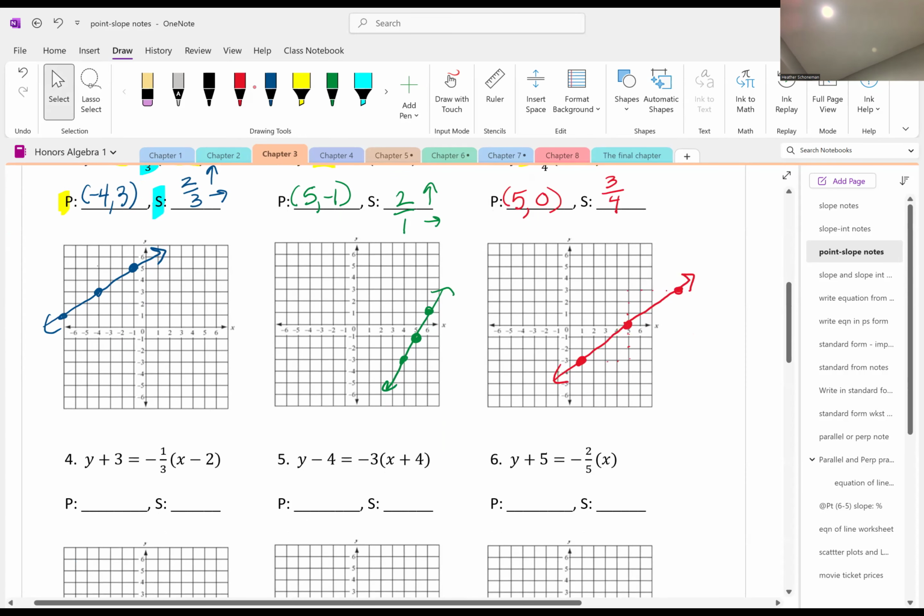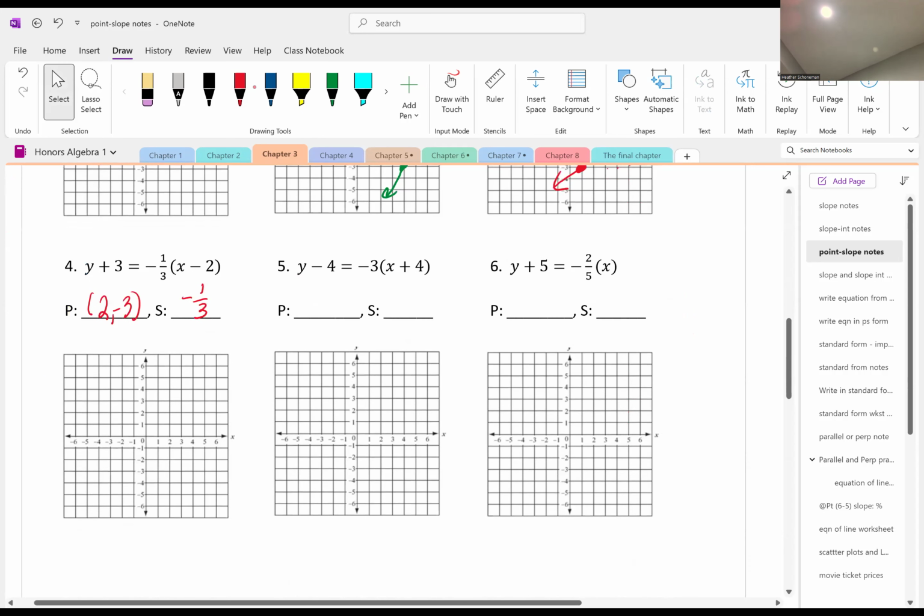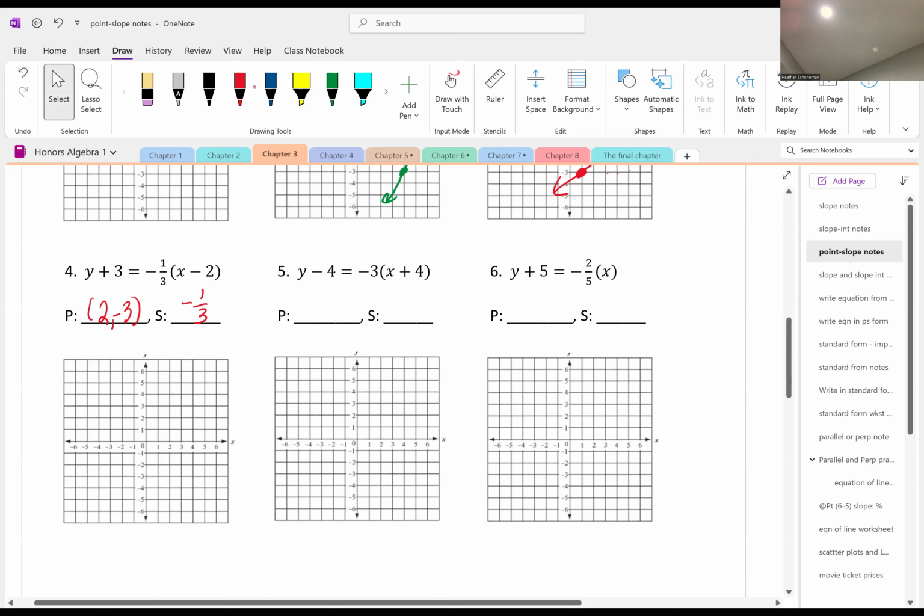All right, let's try this again on number 4. On number 4, my point, again, is the opposite of what's with the x and the y. So I'm going to have +2 and -3. My slope is -1/3. Notice that at no point am I rewriting this equation. I'm just graphing it straight with the information that I have. So my point is (2, -3). And then I'm going to use my slope.